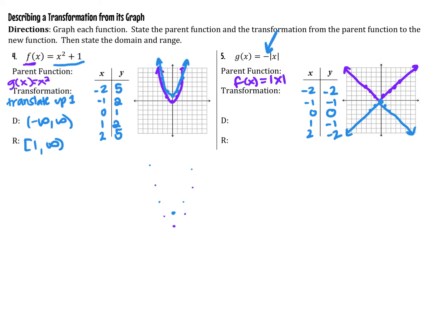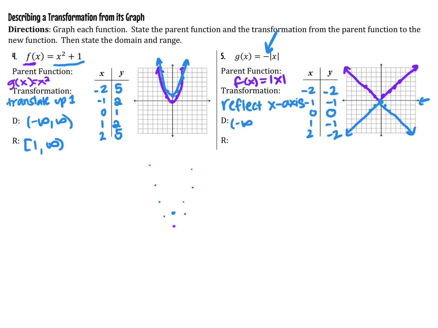So the big difference here is it looks like I just flipped that purple V-shaped graph for the absolute value. It looks like I just shifted it or reflected it upside down. Now it's opening downward instead of upward. So where is it? It's reflecting, and then over which axis? It looks like it's reflecting over the x-axis.